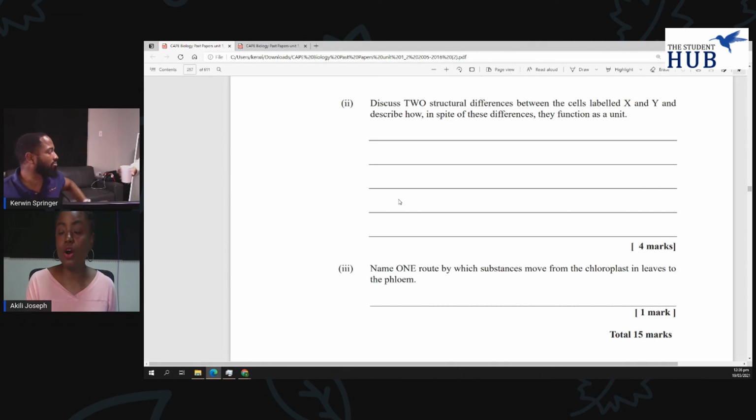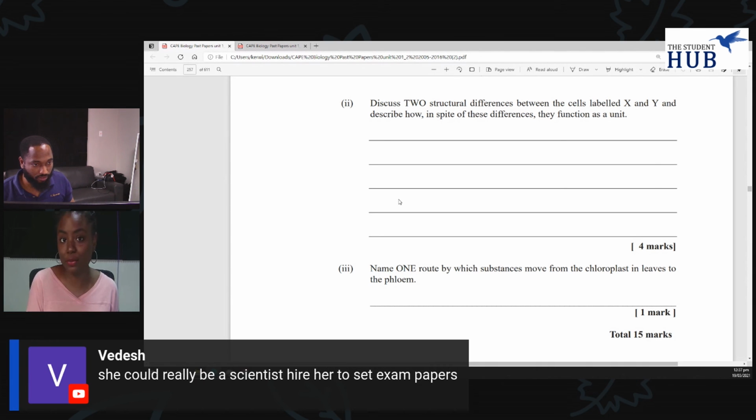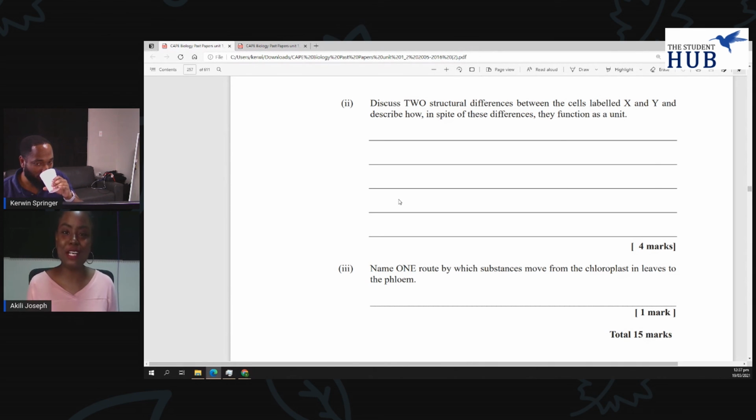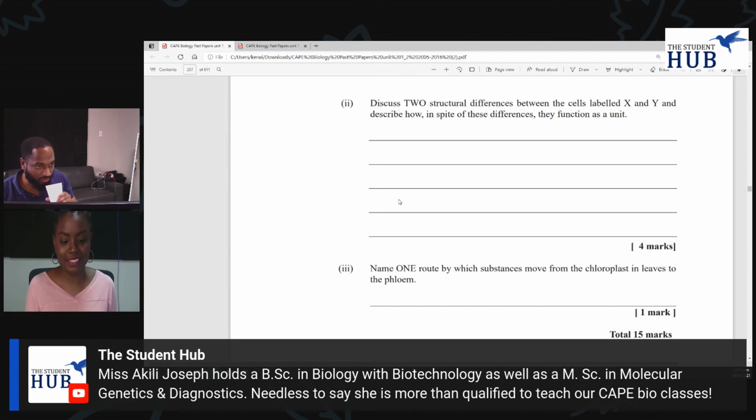And then how they function as a unit is because one of them provides services that the other one cannot, right? So for instance, your companion cell has ribosomes, which is key in making proteins that need to be present in your sieve tube element, but they can't make for themselves because they don't have ribosomes. So they work as a unit because one is helping the other one get all the resources and the components that it needs. So that is how you would answer and earn your 4 marks for this question.